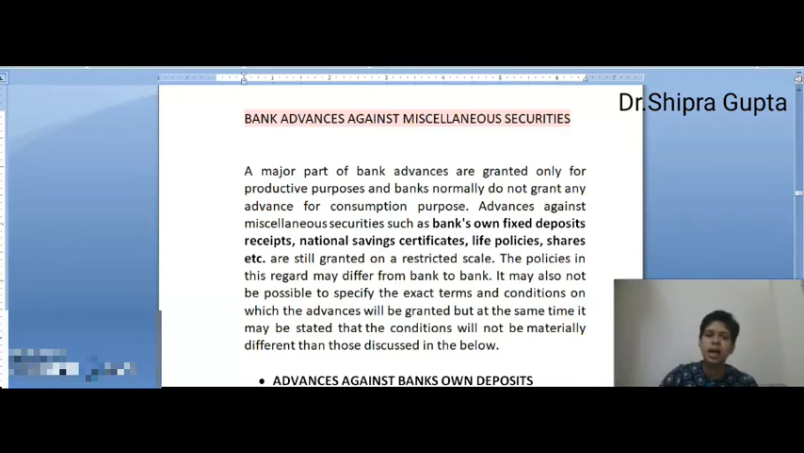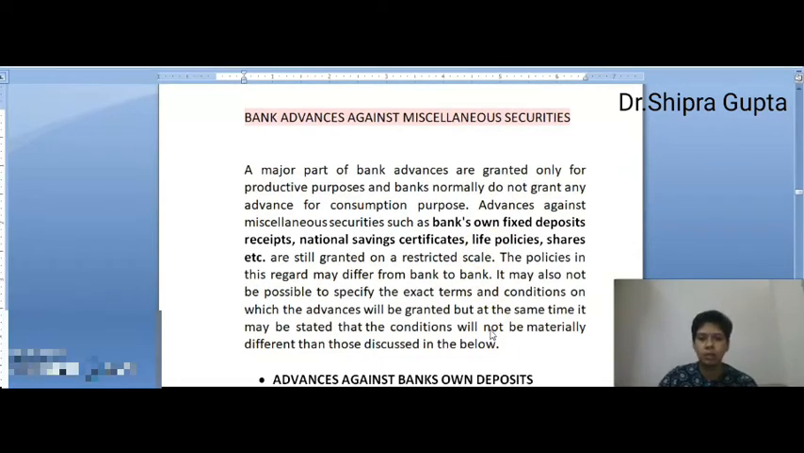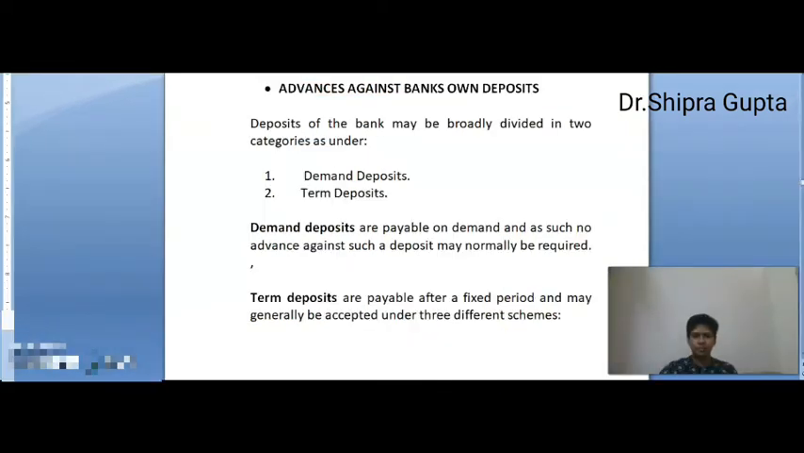So there are various types, such as banks' own fixed deposits or receipts, national saving certificates, life policies, shares, relief funds, etc. And first, I will tell you about advances against banks' own deposits. So first of them is advances against bank's own deposit.